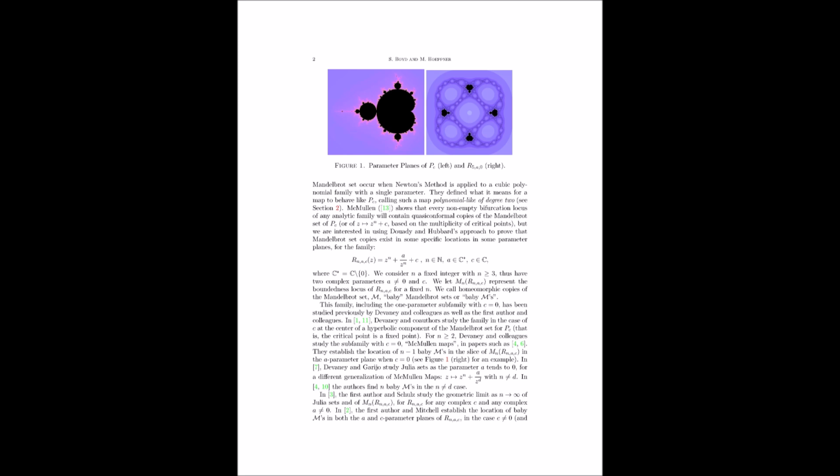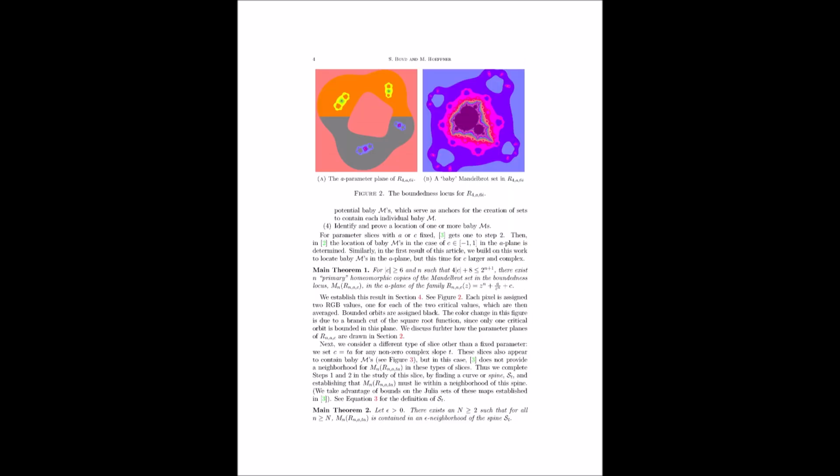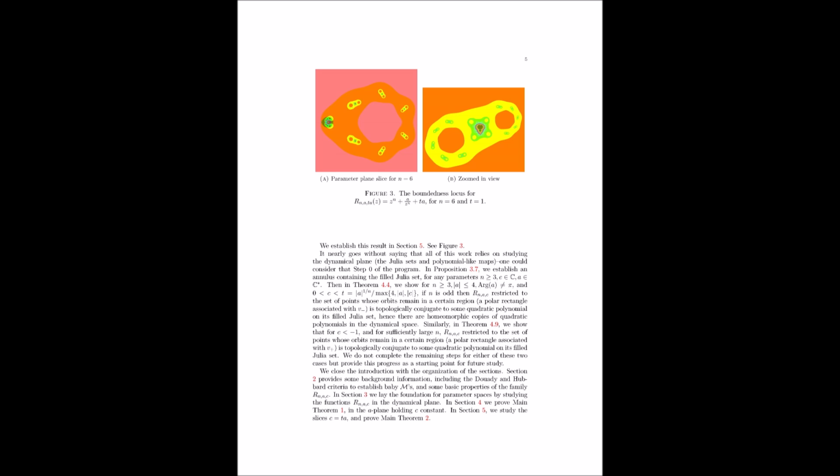Exactly. And just like with the classic Mandelbrot set, the focus here is on the boundedness locus, denoted M sub n of R sub n a c. Right. That's the set of parameter values a, c, for which at least one critical orbit of our map remains bounded under iteration. So instead of just varying c like we do in the classic Mandelbrot set, here we have two parameters to play with, a and c.